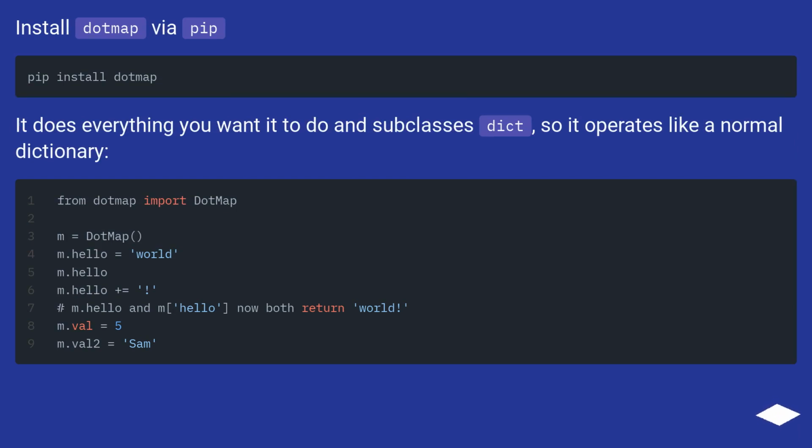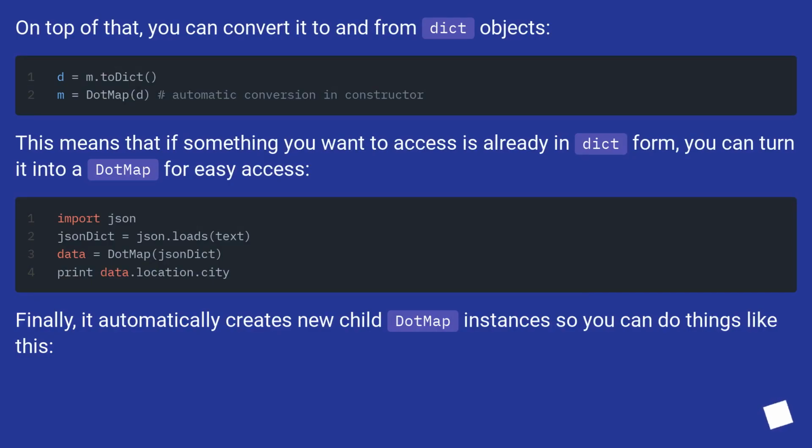Install dotmap via pip. It does everything you want it to do and subclasses dict, so it operates like a normal dictionary. On top of that, you can convert it to and from dict objects. This means that if something you want to access is already in dict form, you can turn it into a dotmap for easy access. Finally, it automatically creates new child dotmap instances so you can do things like this.